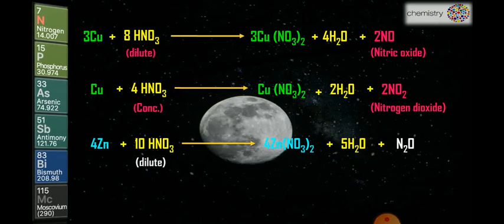We call it nitrous oxide, commonly called laughing gas. N2O, nitrous oxide, is laughing gas. So, conclusion: when zinc metal reacts with what kind of acid? Dilute nitric acid, there is a formation of nitrous oxide, N2O, along with the formation of what? Zinc nitrate. We'll see the reaction of zinc with concentrated nitric acid now.